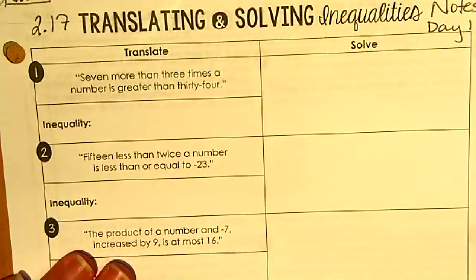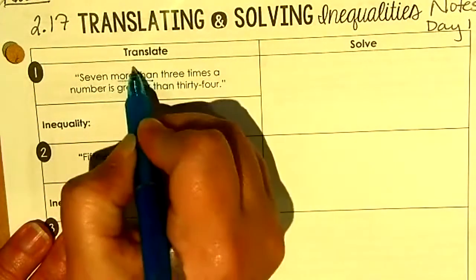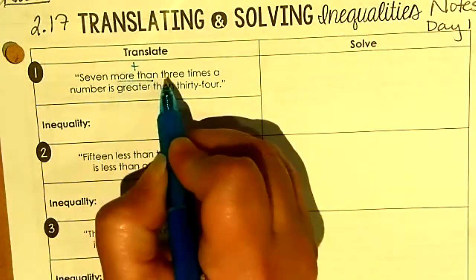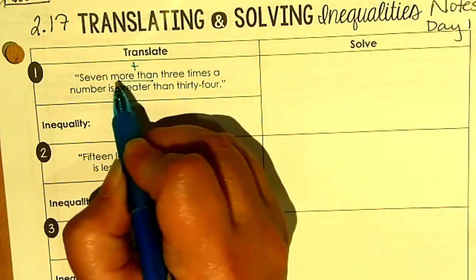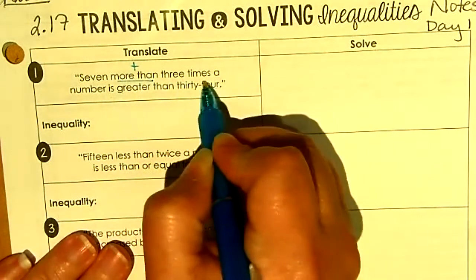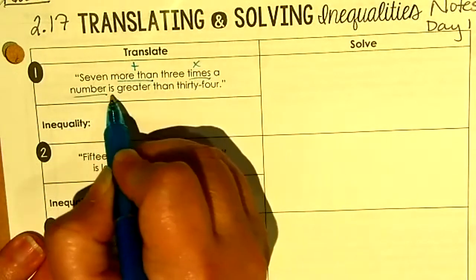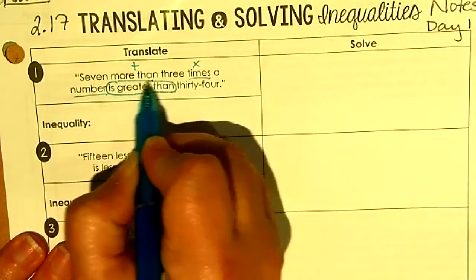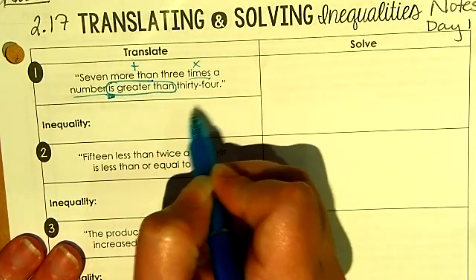So we have 7 more than 3 times a number is greater than 34. So more than is going to give me plus. It doesn't say is more than, so this is not the inequality. It's just more than, so that's showing addition. 3 times, so it's going to be multiplication, a number, is greater than. There's that word is. This is where it tells me that's where the inequality symbol is, 34.